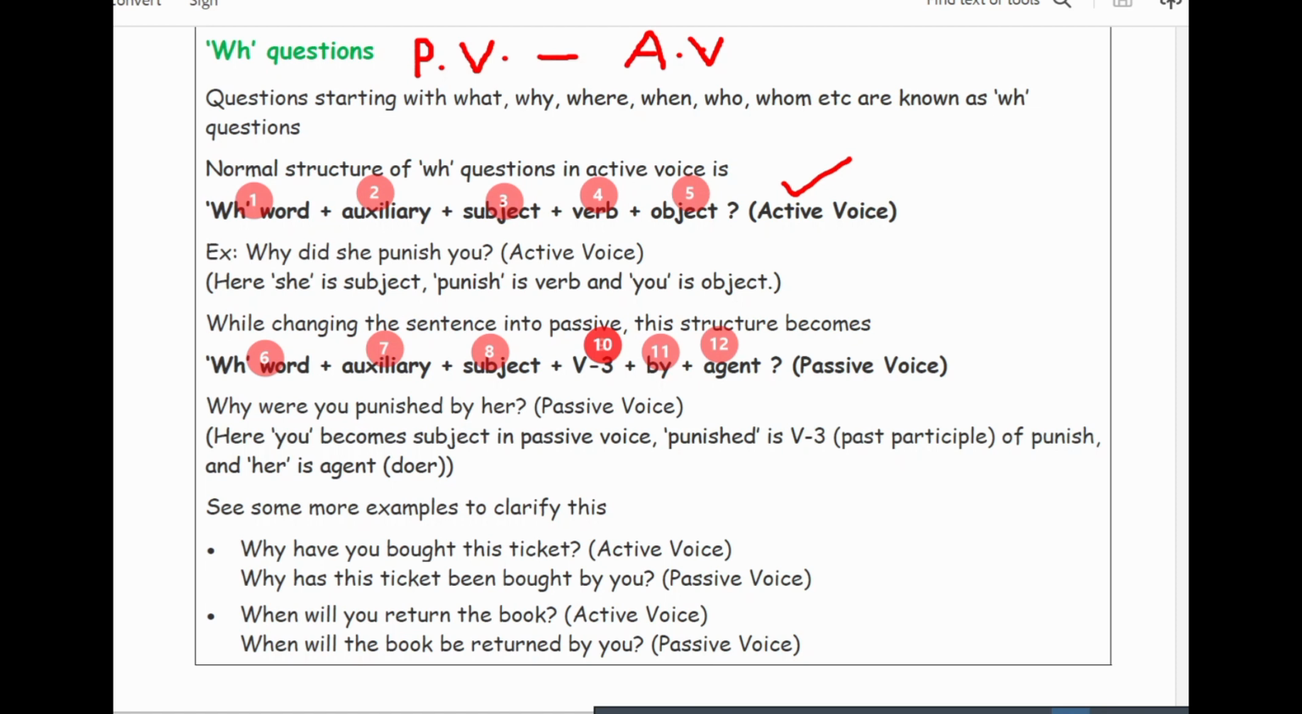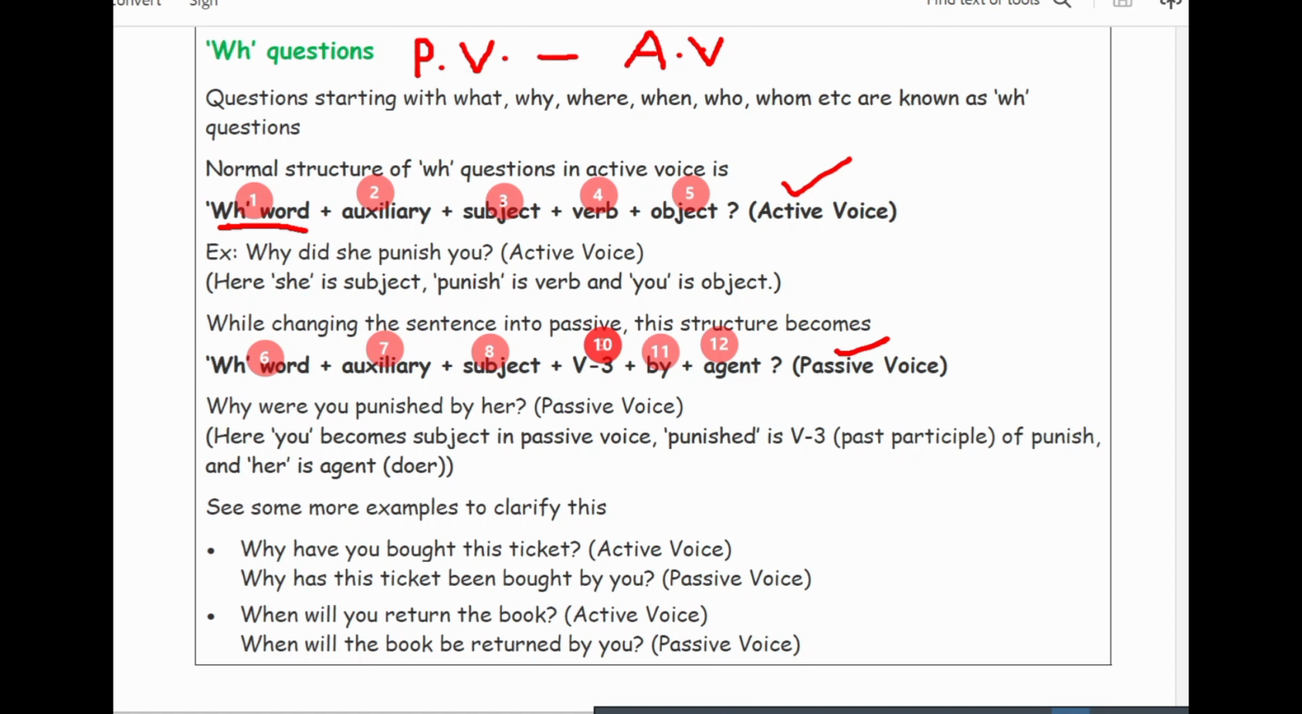WH words mean the words that are used to make questions and come in the beginning of the sentence. For example, we have when, why, where, and how is also a WH word. Likewise, we have these kinds of WH words.